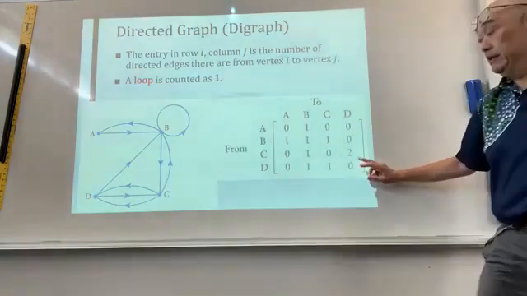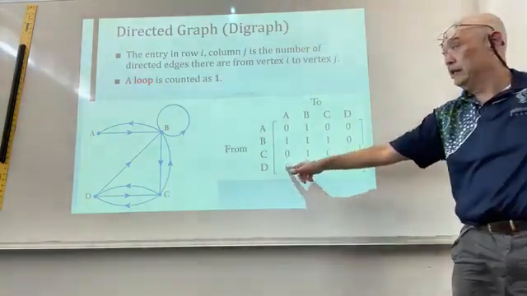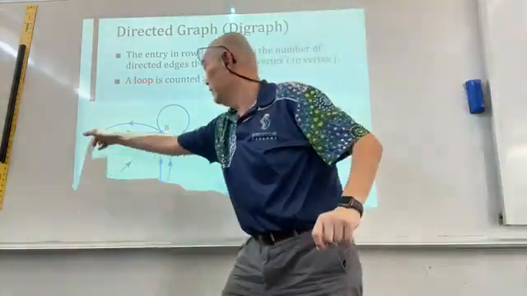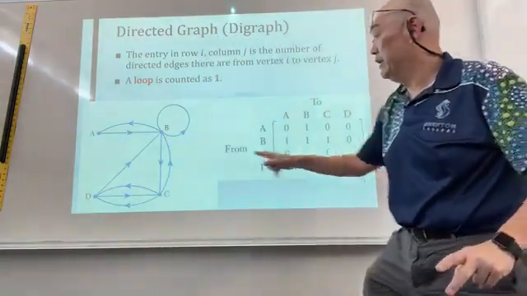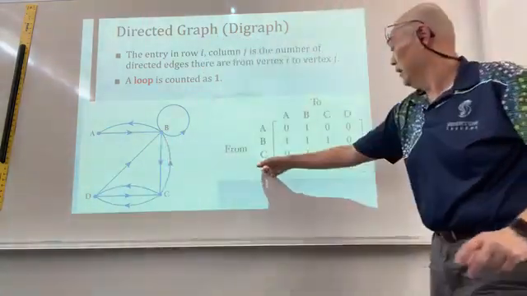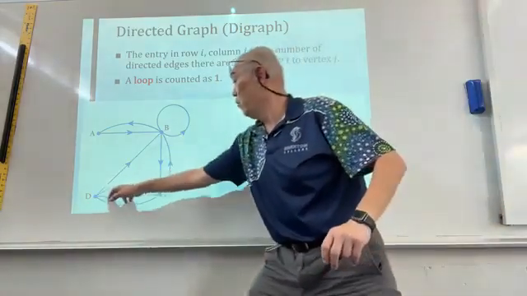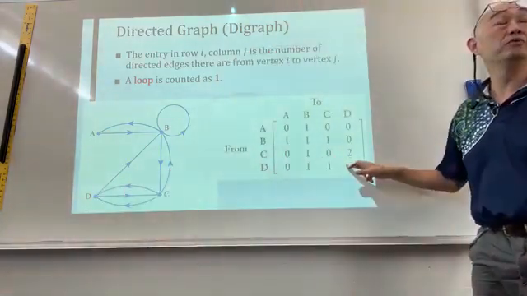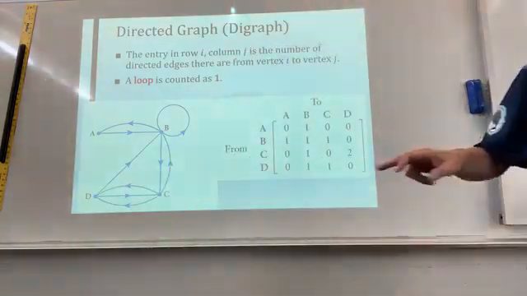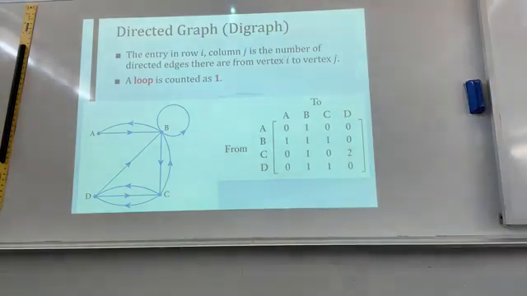2 directed edges. From D to A, nothing. D to B, one way. D to C, one way. D to D, no loops, 0. Pretty straightforward, hey? Alright.